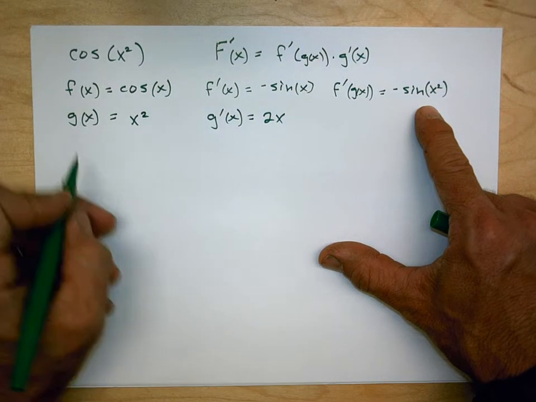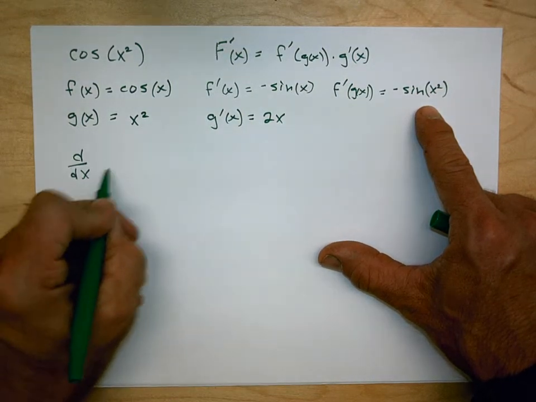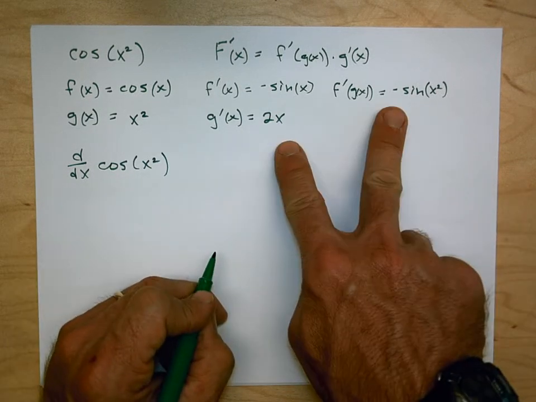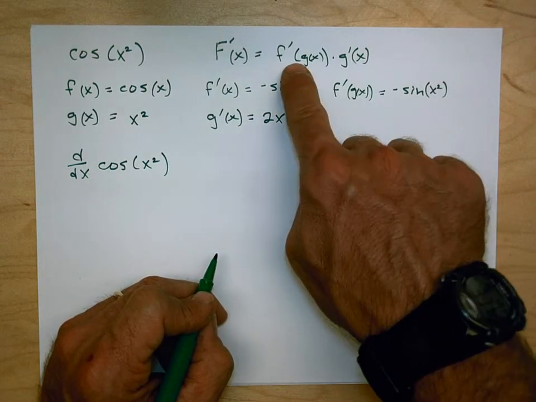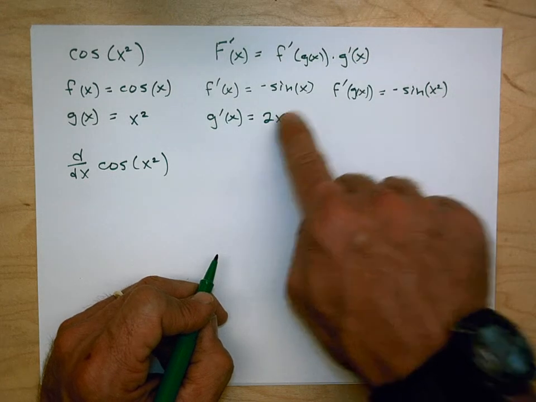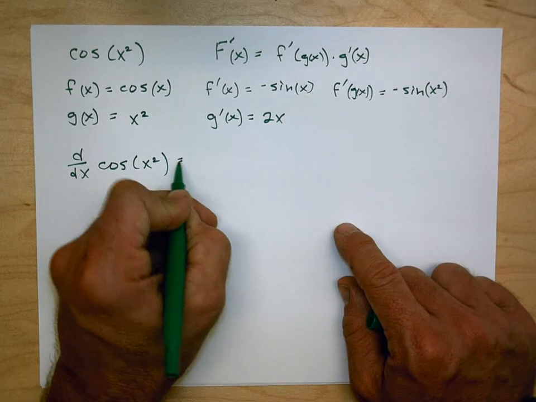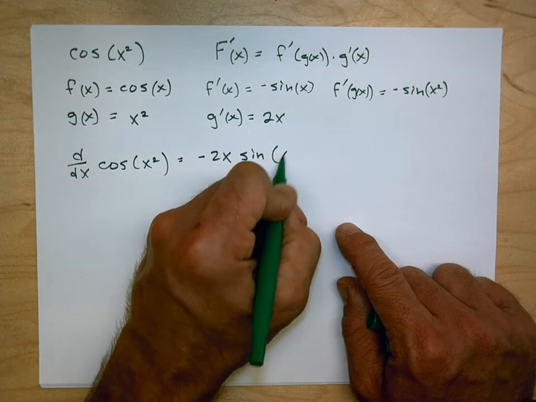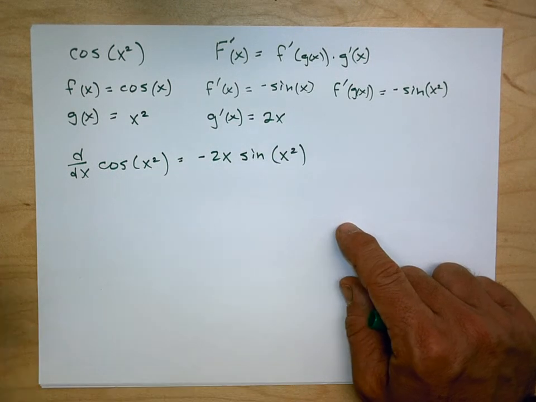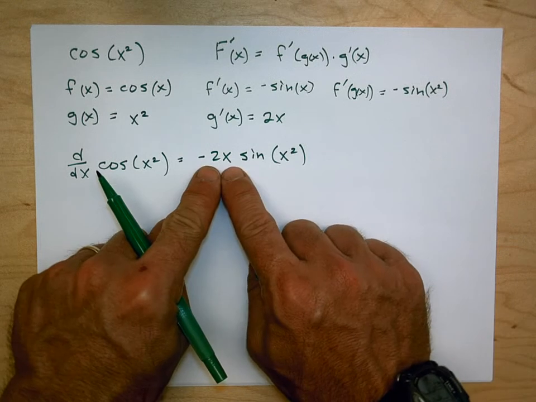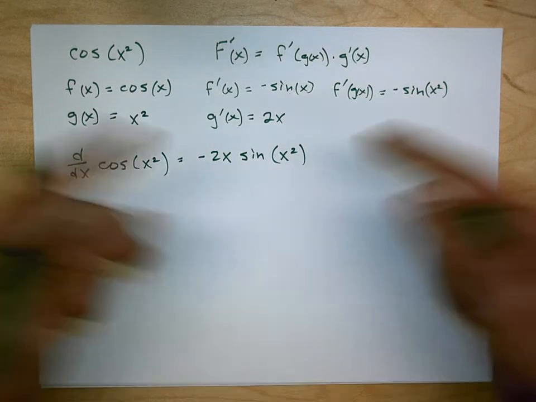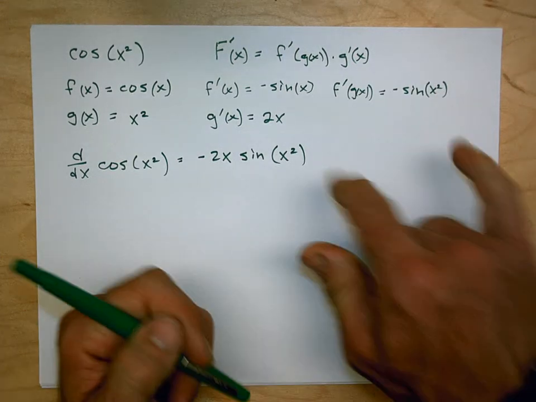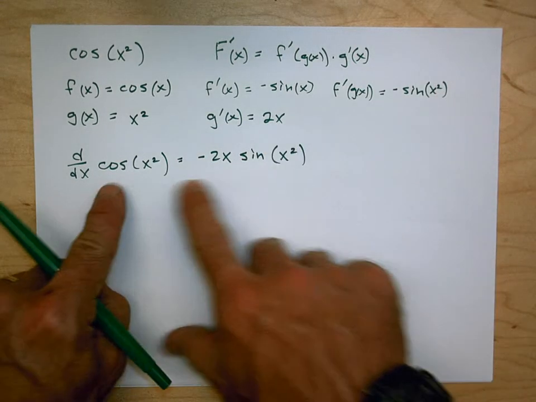So the derivative with respect to x of cosine of x squared is their product. We write it this way, but many times we'll put the 2x in front of the sine, so I would end up with negative 2x sine of x squared. This is just convention, that the non-trig function goes first and then the trig function afterwards, but you don't have to do that. The point, though, is that the product of these two is the derivative of this.